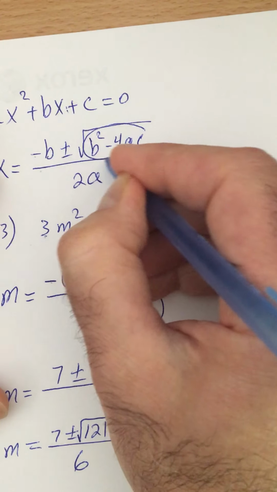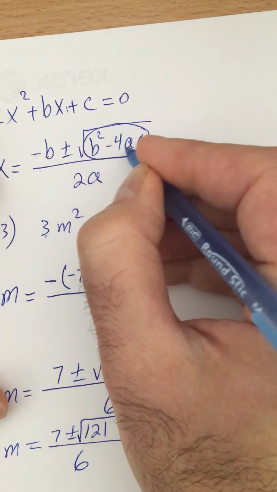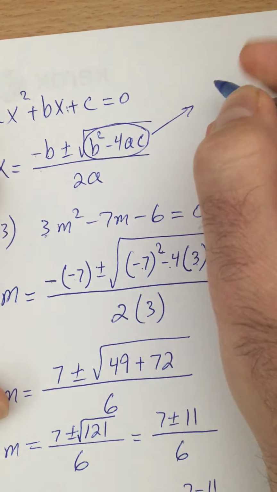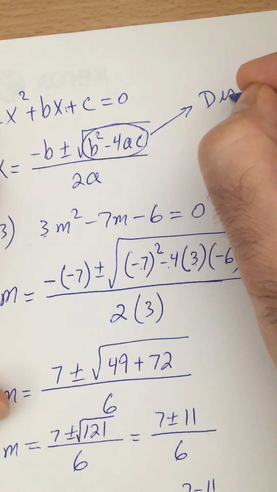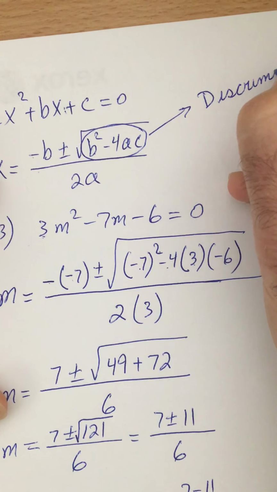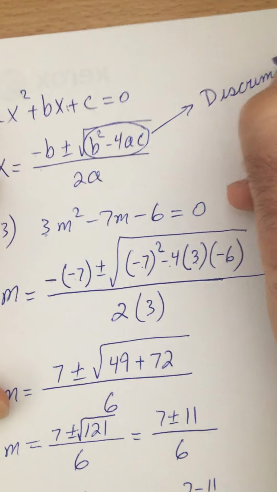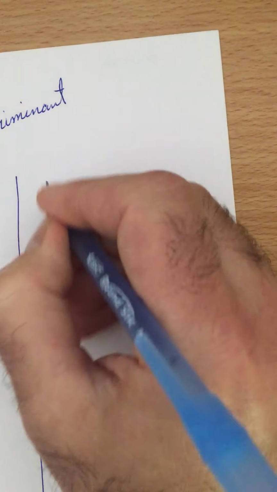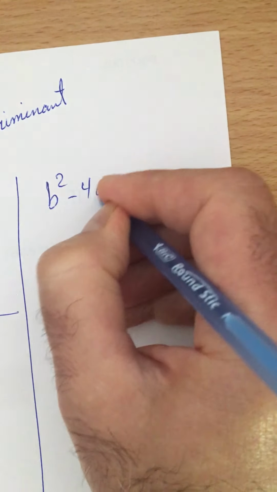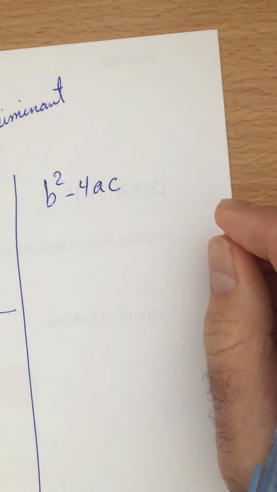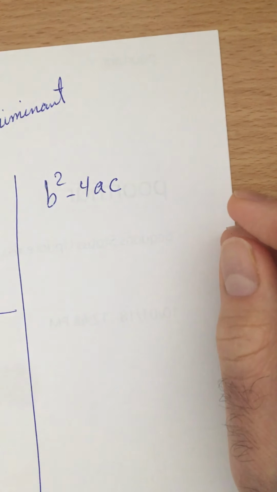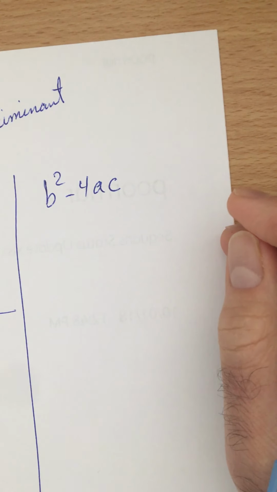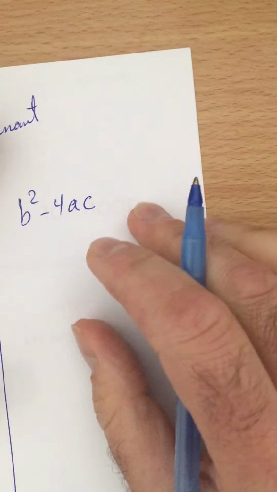This portion of the quadratic formula, just the b squared minus 4ac, is referred to as the discriminant. And it can help us in predicting what type and how many solutions your equation has. It will not give you the solution. It will tell you how many and what type you will have.